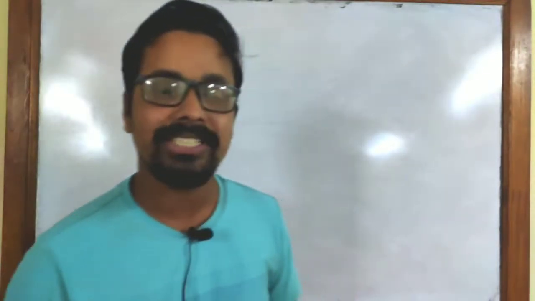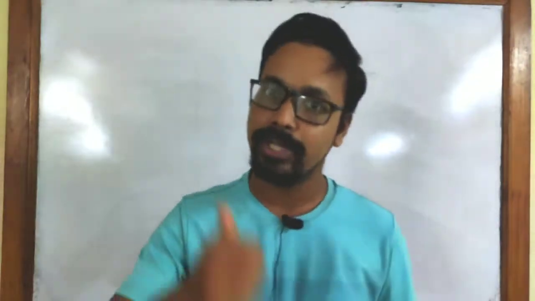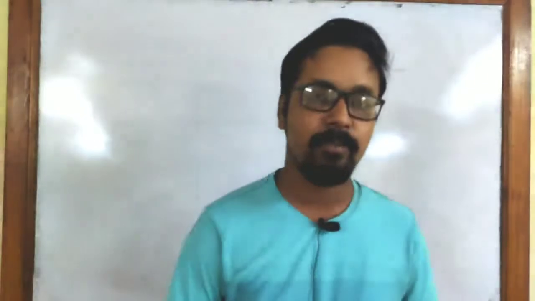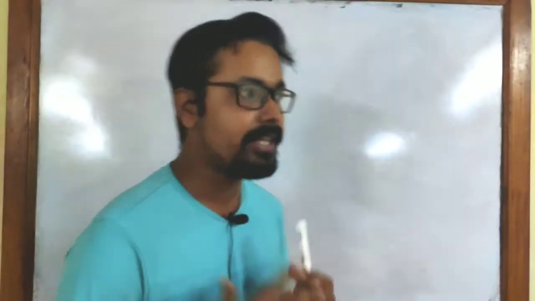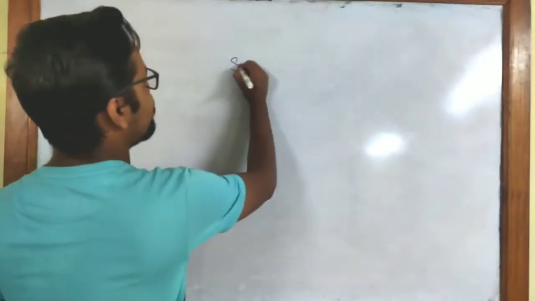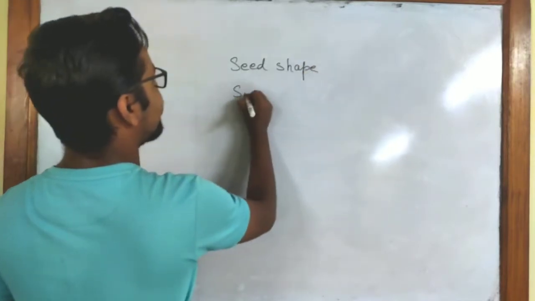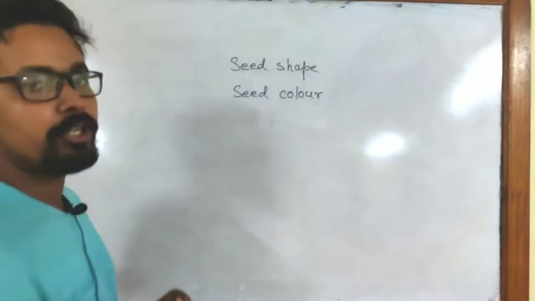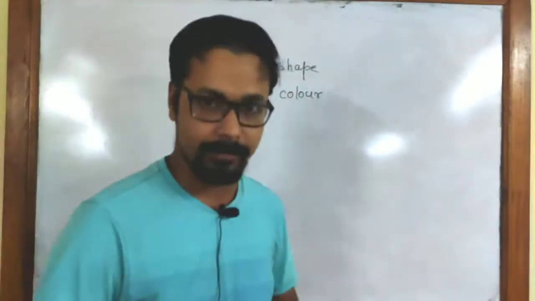So we are taking into consideration two characters, in contrast to only one character which we took in the last video. We took the character of height. This time we are going to take the most common characters that Mendel took to understand dihybrid relations, and these characters are the seed shape and the seed color. These are the two characters that Mendel took while considering how two characters will be expressed together.